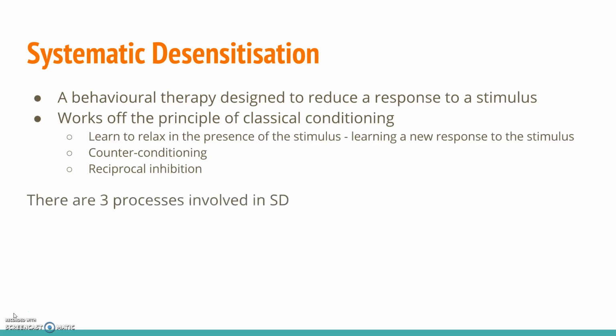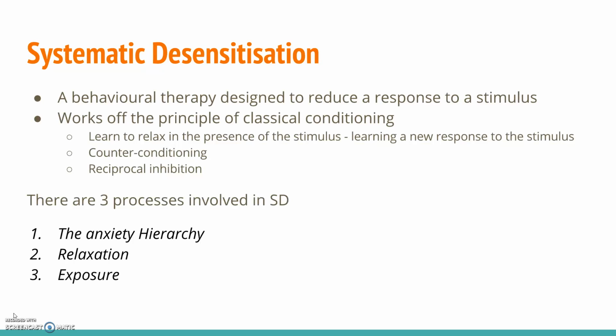Right? Now, the processes that are involved in systematic desensitization, they're not complicated, and there are three that you need to know. Okay, you've got number one, which is the anxiety hierarchy, or the hierarchy of fear. You've got relaxation, and then you've got exposure. So it's very, very simple. You start off by creating what's known as a hierarchy of fear, which means that you think of different situations relating to the thing that you're afraid of, and you rank them in order of least frightening to most frightening.